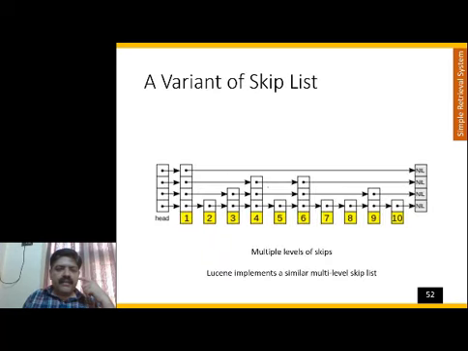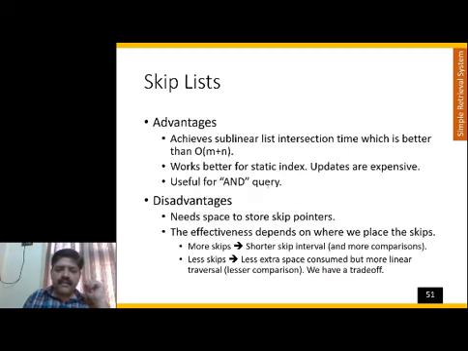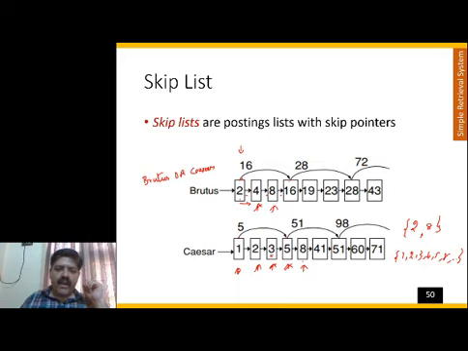Here is another example, a variant of skip lists, where we have multi-level skips. There's no need that you have only one level of skips. So I can have another pointer here jumping directly to here, right? So similarly, a pointer jumping directly to here. So this is 55 and 51. So I have 6 and 28.